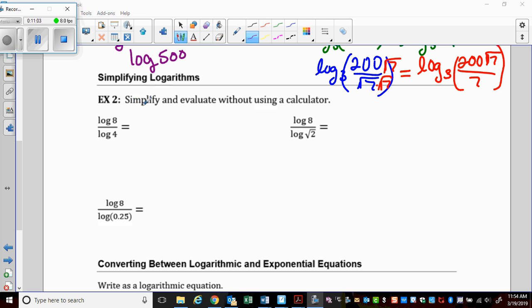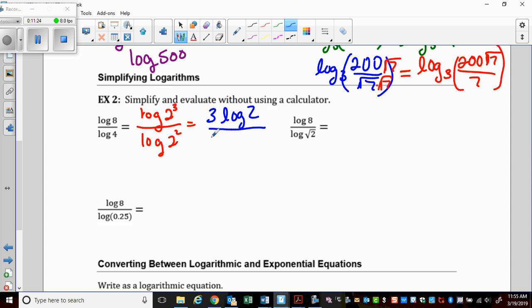Alrighty guys, this is log of 8. We can rewrite this as log of 2 cubed, and log of 4 is log of 2 squared. We can bring that 3 down, bring that 2 down. This is going to be 3 log of 2 over 2 log of 2. Do you see that these are the same and they're multiplied? So we can divide them. Anything divided by itself is 1, and then we get 3 over 2.